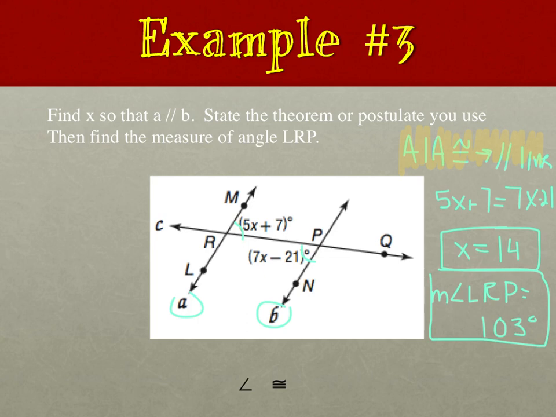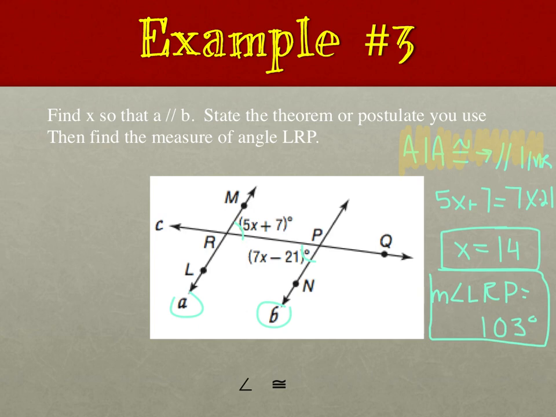Now, what I highlighted here, when you have to write the theorem or postulate, if that's in your classwork or if that's on an assessment, a quiz or test that we take, this is what we expect to see, the entire thing, not just AIA. We have to know the difference between alternate interior angles imply the lines are parallel versus the converse, which would be given that the lines are parallel, we know the angles are congruent.